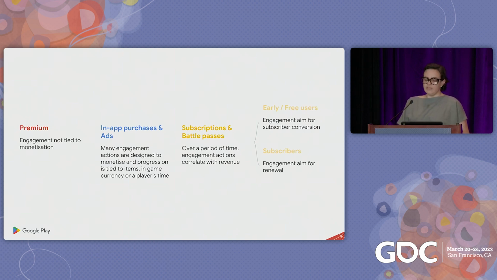For titles that are using in-app purchases and ads, many engagement actions are directly linked to monetization, and progression in the game is really key. For a user to actually be able to progress in the game, they need to buy items, currency, or pay with their time by watching an ad. This is the most prevalent form of monetization for mobile games we see today. And we're going to talk a little bit more about how that relates to the other monetization forms a little bit later on in this presentation.